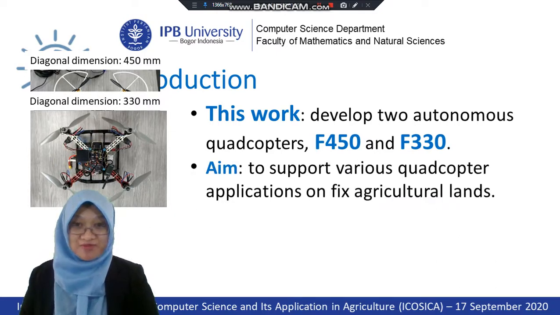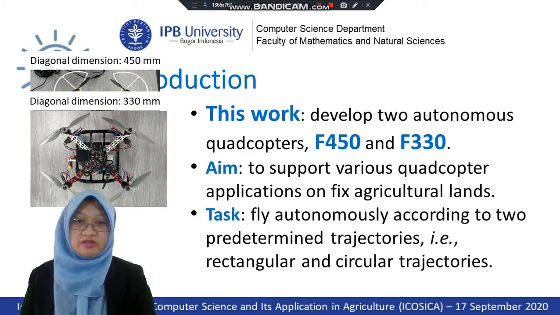Okay, the aim of this research is basically to support various quadcopter applications on fixed agricultural lands. So we assume that the land is already fixed and we can generate any trajectory, and the quadcopter is expected to be able to fly autonomously following the determined trajectories. Here in this research, we use 2 predetermined trajectories, which is the rectangular and circular trajectories.